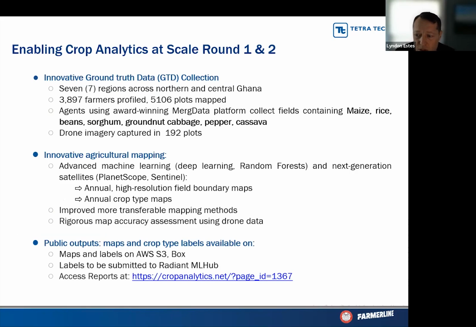To create maps, we use several machine learning techniques, including 2 deep learning approaches, which we apply to PlanetScope and Sentinel satellite imagery to create 2 sets of maps. The first are maps of individual field boundaries, and the second are maps of crop types growing in those fields. The models we use are designed to be easier to update so that we can use them to map new areas in subsequent seasons. Our ground truth data also allows us to rigorously assess how accurate those maps are. Both the ground truth data and the maps are made public, hosted on a variety of platforms where other people can access them, such as AWS S3, as well as Radiant ML Hub. Next slide, please.